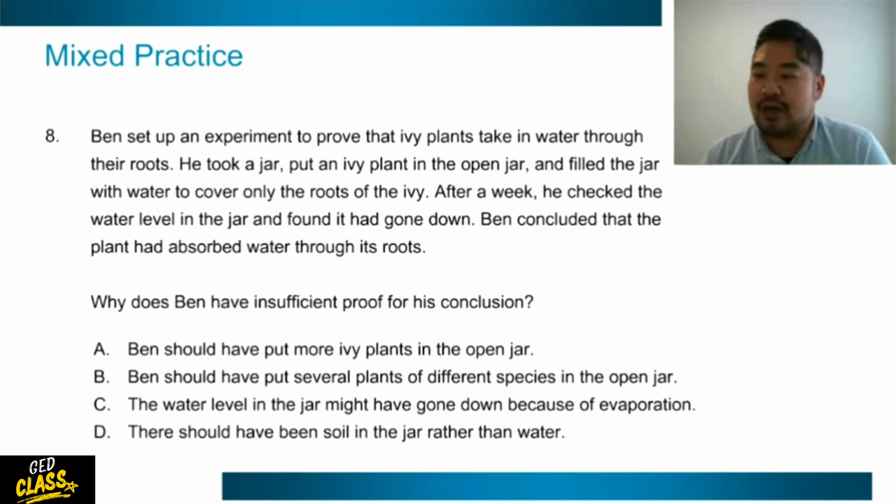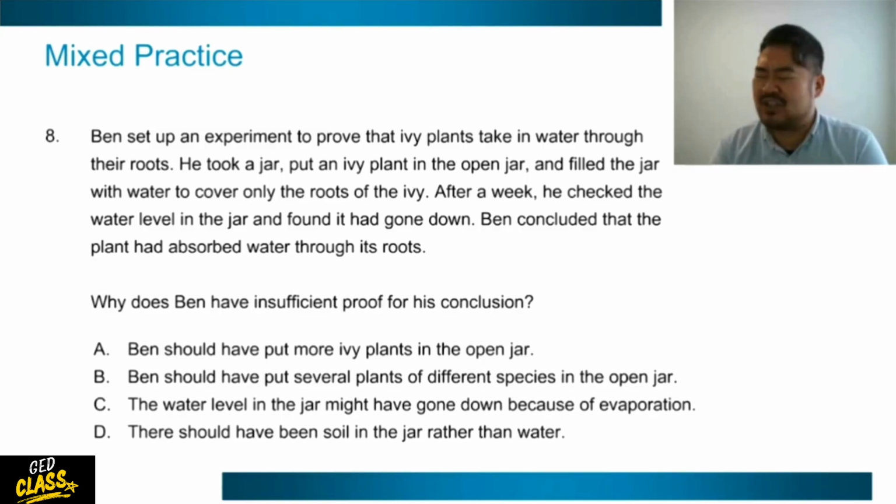And again, we're going to start with our initial question here. Why does Ben have insufficient proof for his conclusion? So as we're reading this, we're looking for the place where this experiment might have gone wrong. There's not enough proof here. Ben set up an experiment to prove that ivy plants take in water through their roots. He took a jar, put an ivy plant in the open jar, and filled the jar with water to cover only the roots of the ivy. After a week, he checked the water level in the jar and found it had gone down. Ben concluded that the plant had absorbed water through its roots.